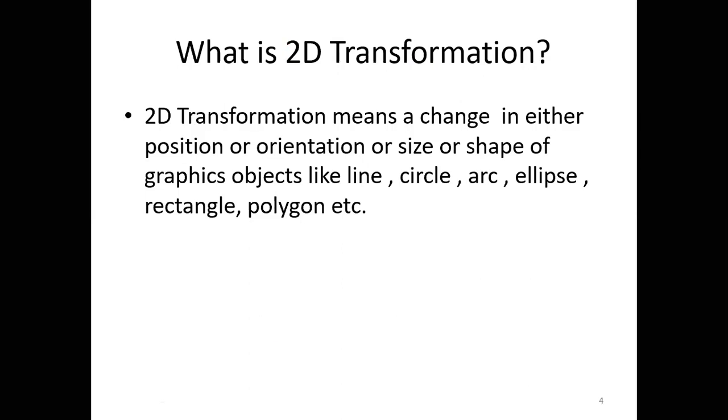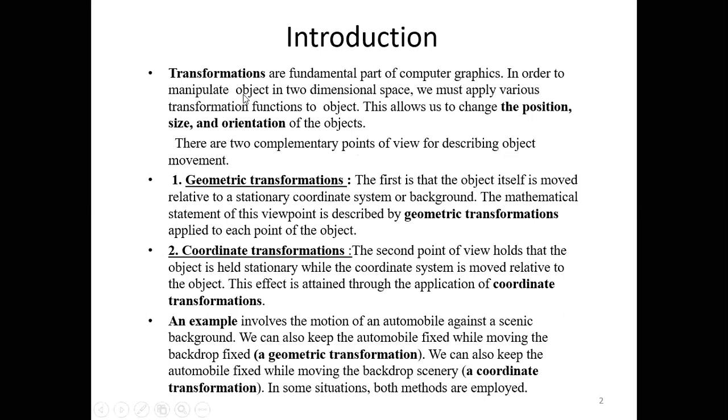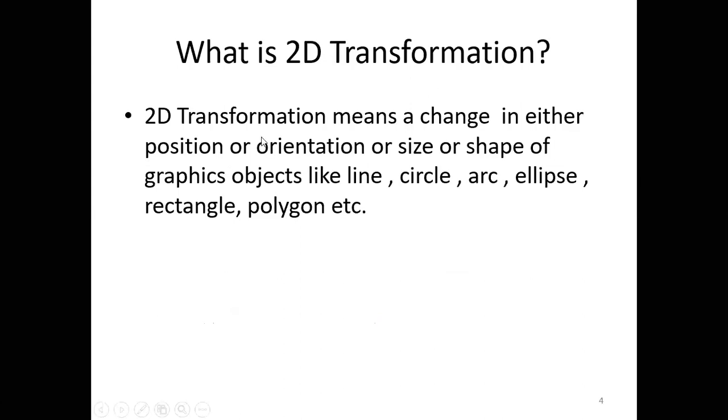So first of all, what is a 2D transformation? As you can remember, in the definition we mentioned manipulating an object in two-dimensional space, that means 2D space. So the definition is: 2D transformation means a change in either position, orientation, size, or shape of a graphic object. And the object can be very simple, like a line, circle, arc, ellipse, rectangle, or polygon. Normally, whenever we apply computer graphics, we do much more complicated operations, but to get the idea first, we will only consider simple objects: a line, a polygon, a circle.